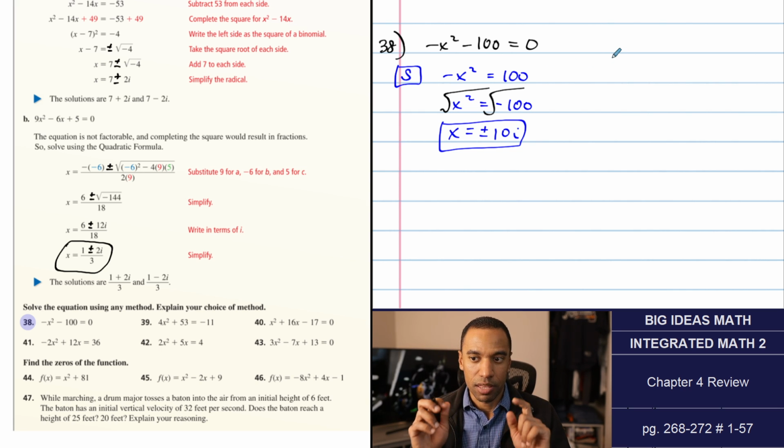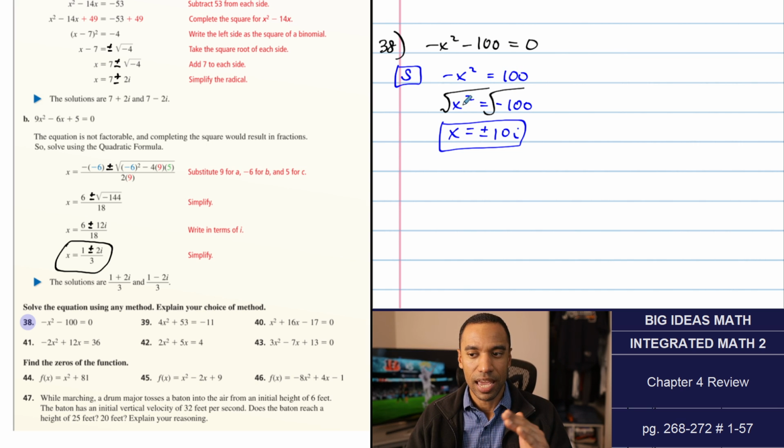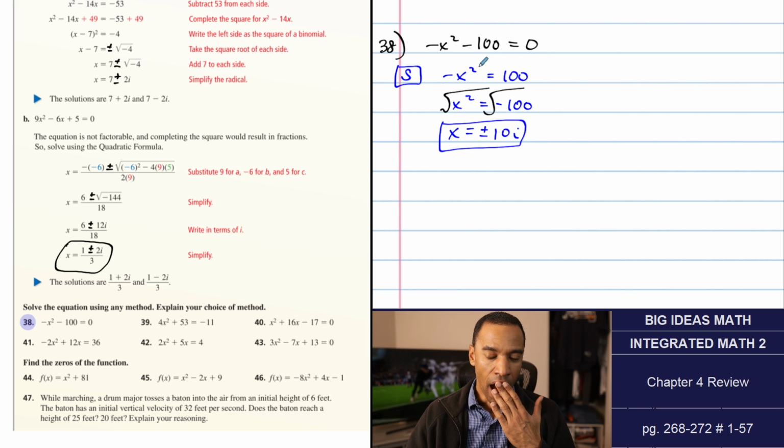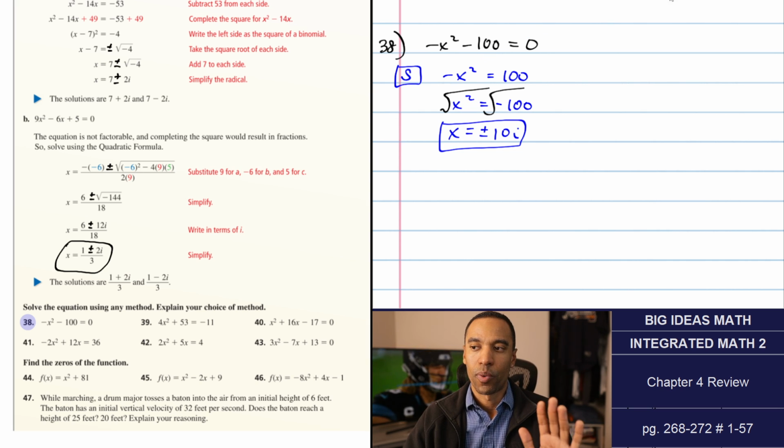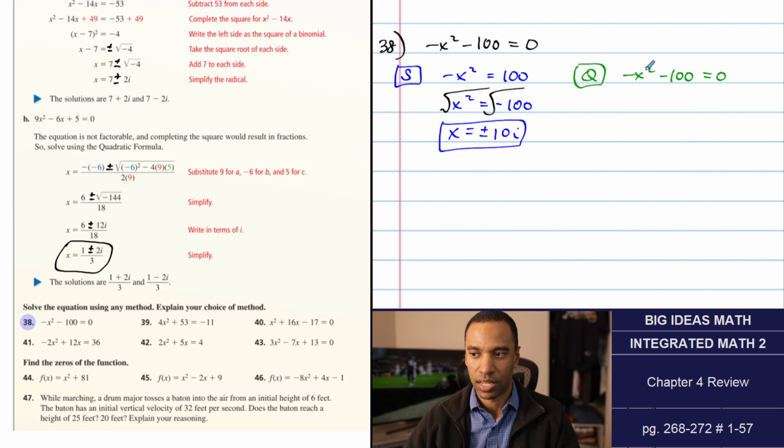Because it's imaginary, that means it's not factorable, so I won't solve by factoring. Because there's only a squared variable here and not an x variable, I'm not going to solve by completing the square. However, I will give you the quadratic formula equivalent. Negative x squared minus 100 equals 0, but I'll still go about it my way. I'm not using negative 1x squared. I'm going to divide everything by negative 1 to get positive 1x squared, just like that.